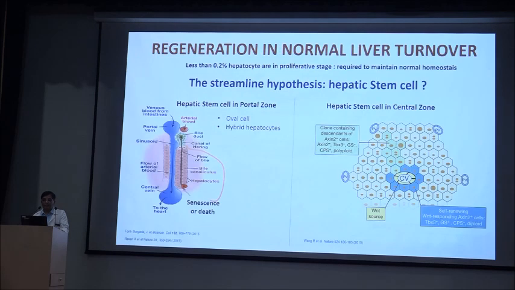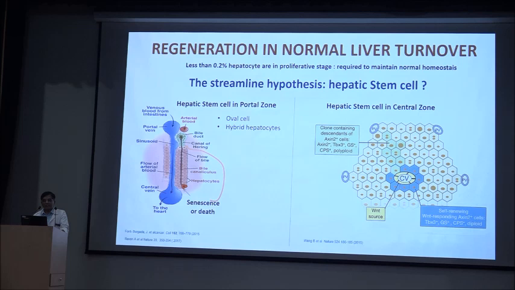of regeneration. So coming to the regeneration in response to normal turnover, this is required because though we see hardly 0.2% hepatocytes in the proliferative stage in normal liver, it is also very critical for maintaining normal homeostasis.